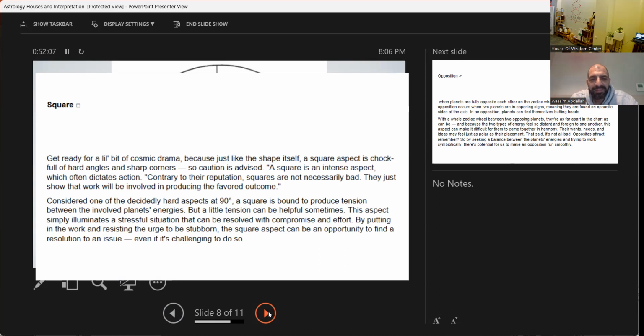So aspect is chock full of angles and sharps, so caution is advised. A square is an intense aspect which often indicates action. Contrary to their reputation, squares are not necessarily bad. Yes, they are. They just show that work will be involved in producing the favored outcome. Okay, the guy's positive, I like. Yes. So rigidity, action. A lot of effort is required.